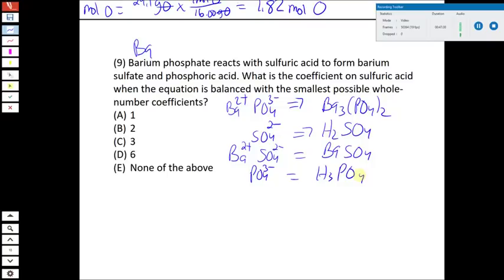All right, so these are the two reactants and the two products. So we arrange them on opposite sides of the arrow. Barium phosphate plus sulfuric acid.